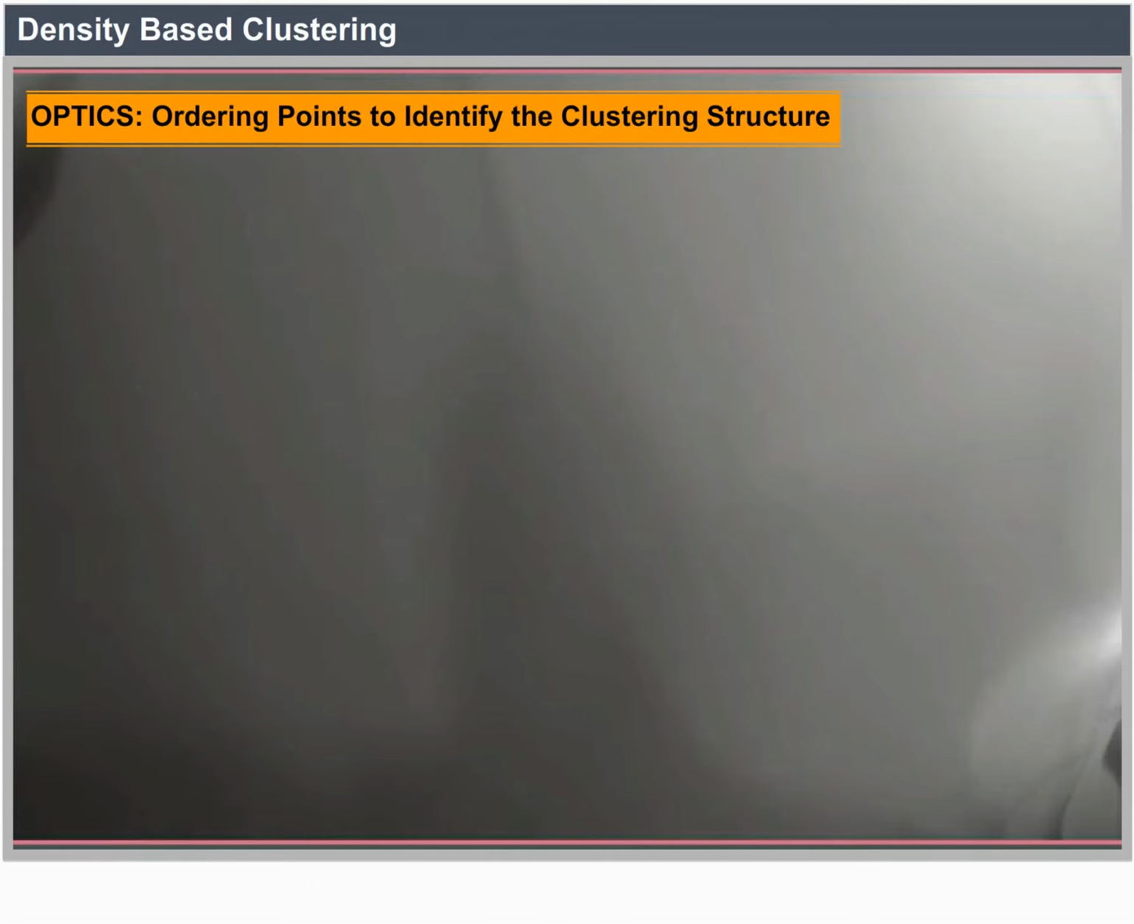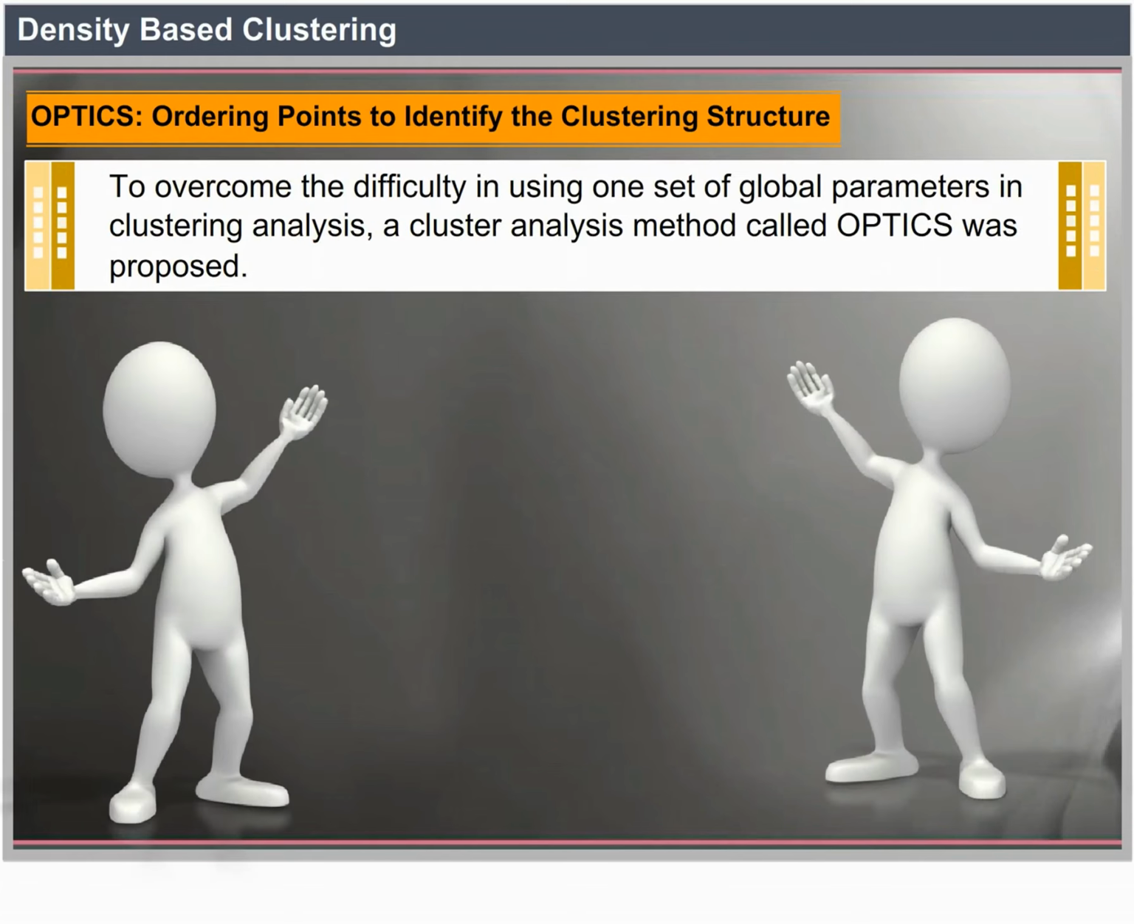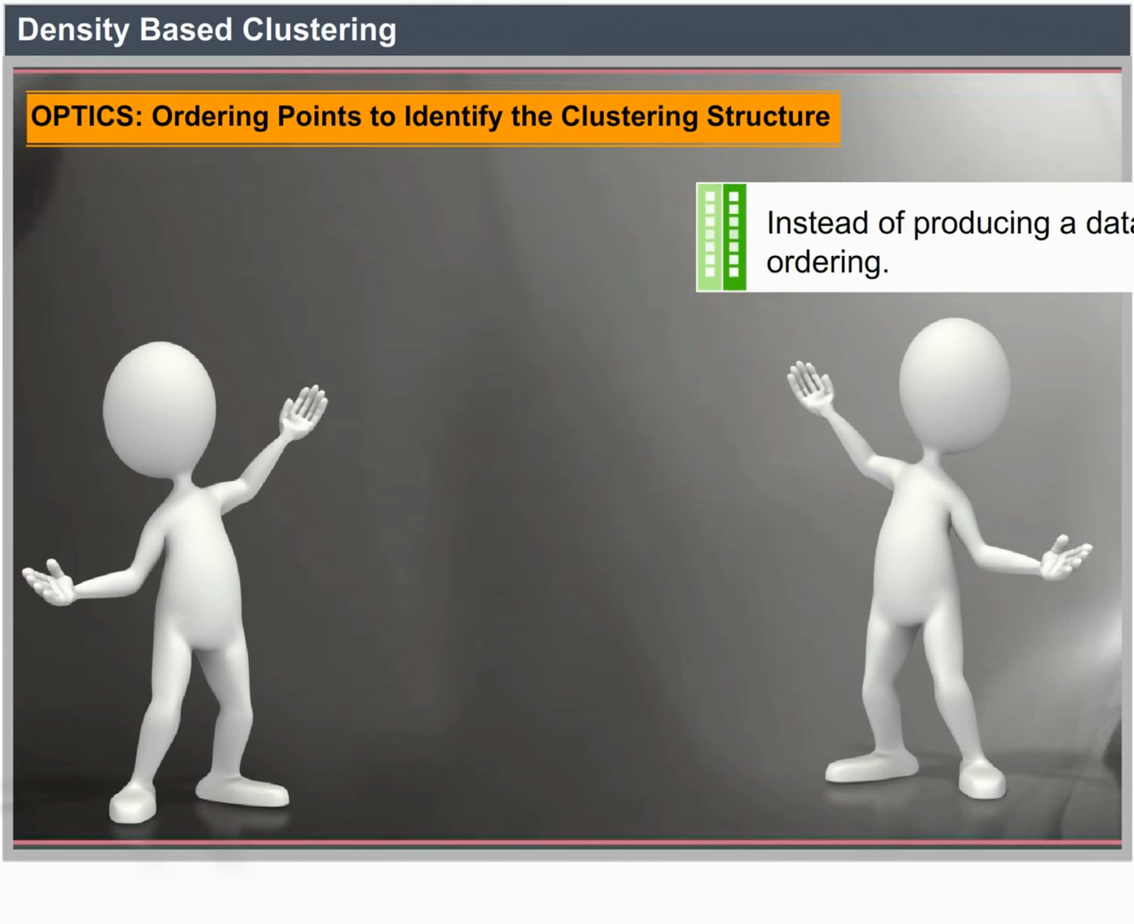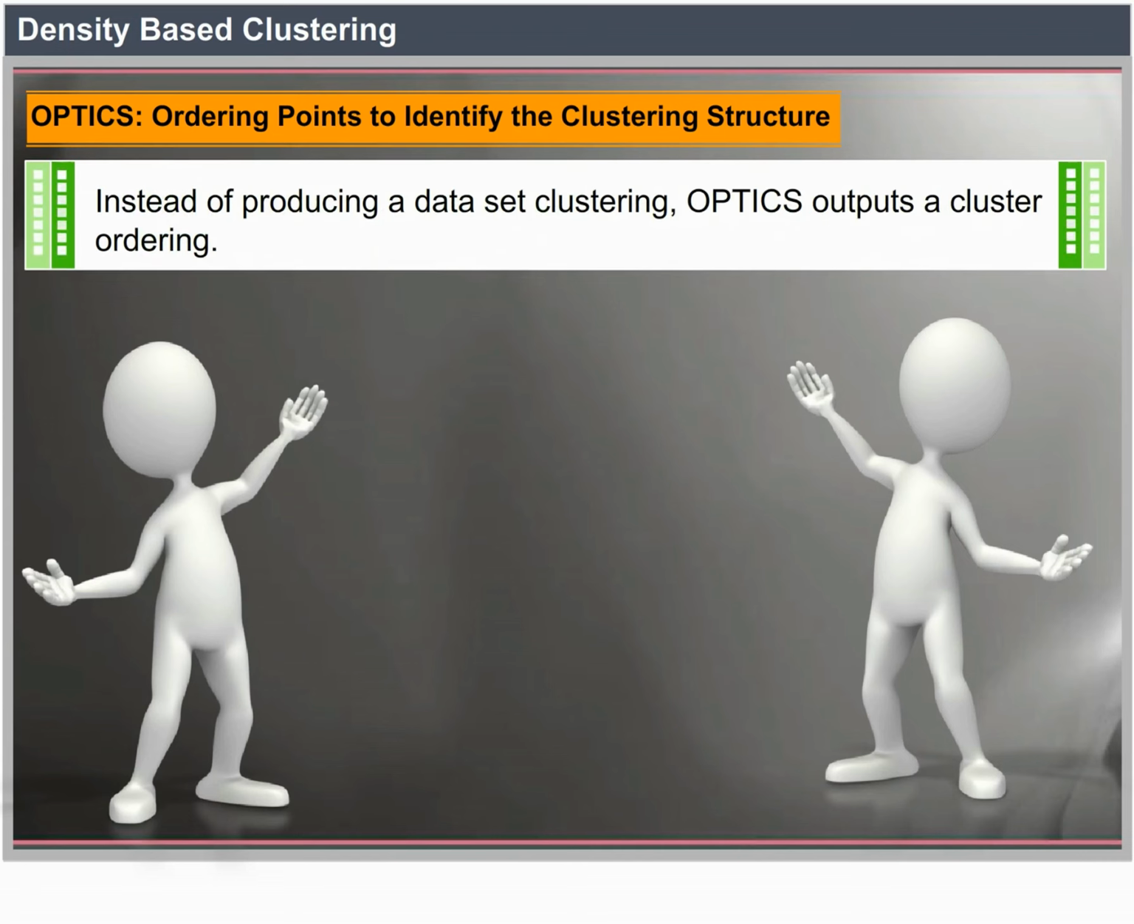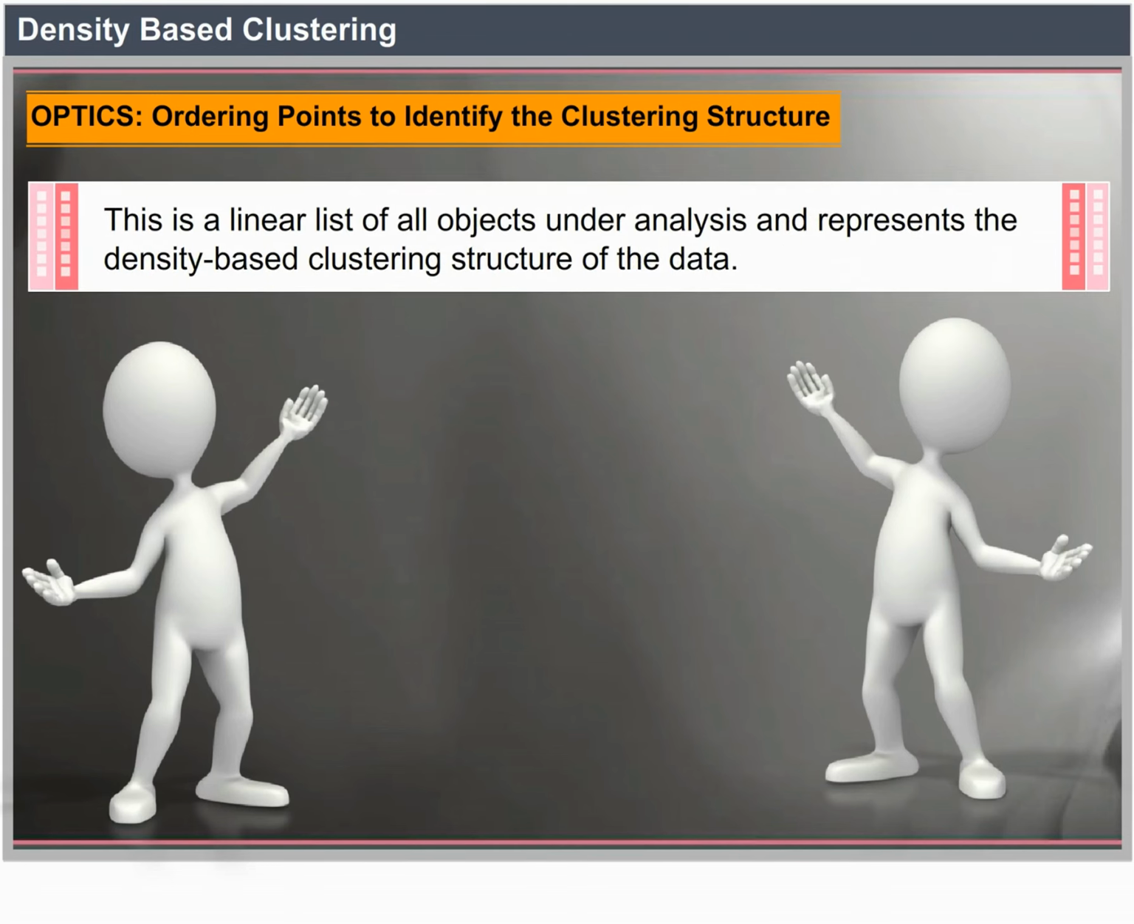OPTICS, ordering points to identify the clustering structure. To overcome the difficulty in using one set of global parameters in clustering analysis, a cluster analysis method called OPTICS was proposed. OPTICS does not explicitly produce a dataset clustering. Instead, it outputs a cluster ordering. This is a linear list of all objects under analysis and represents a density-based clustering structure of the data.